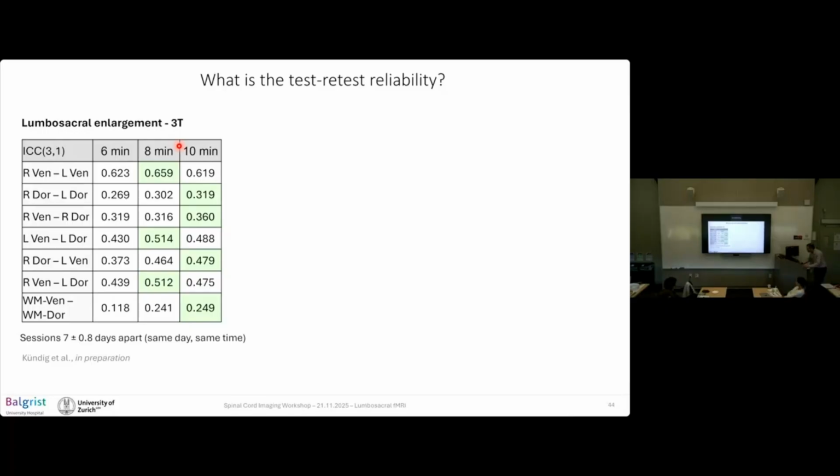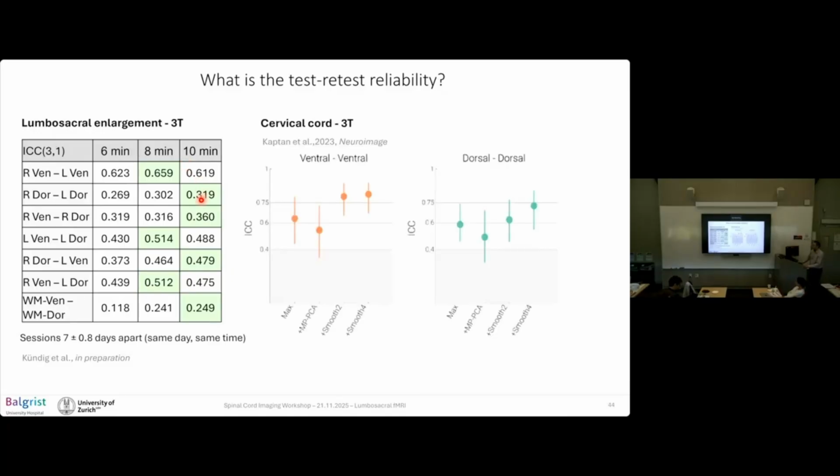And the reliability was the highest for the bilateral ventral correlations, which is 0.6, almost 0.66, which I would consider a very good test-retest variability. For the other correlations, the reliability was considerably lower.